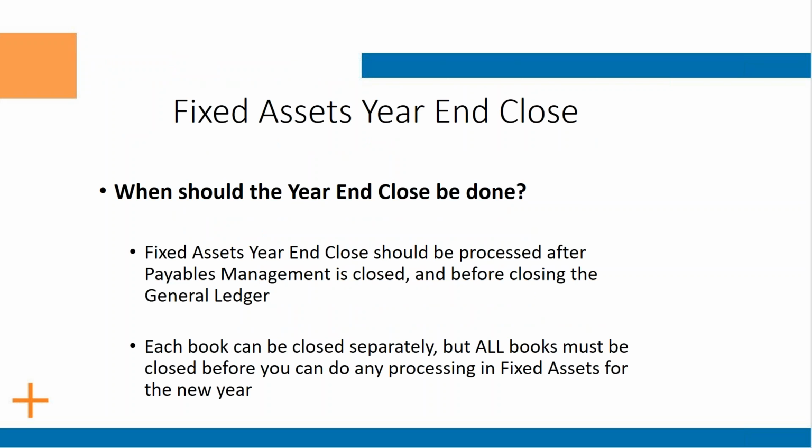Here's the beginning of fixed assets. So after payables management's closed, before we get to general ledger, if you have multiple books set up in your fixed asset system, they can be closed separately, or you can do a mass close, but all of your fixed asset books must be closed before you can do any processing in fixed assets for the new year. You might be tempted to try to take a shortcut and just work on the internal book because that's the one that rolls to GL, but no, you need to get every book closed first, and then we can start to go through the module.